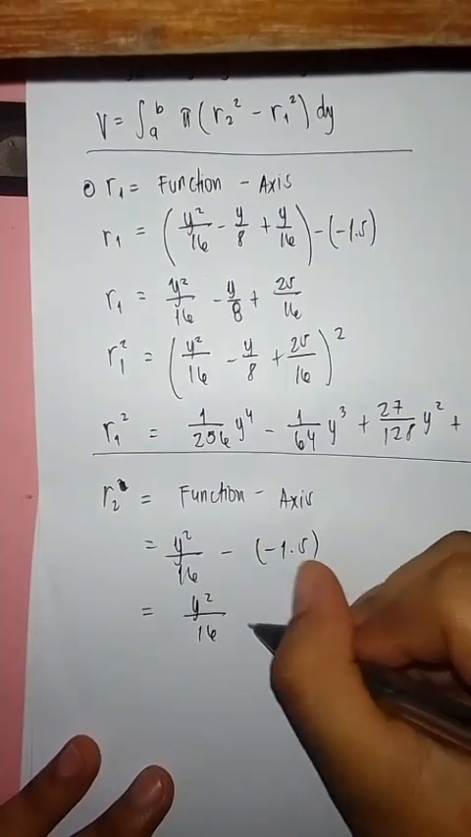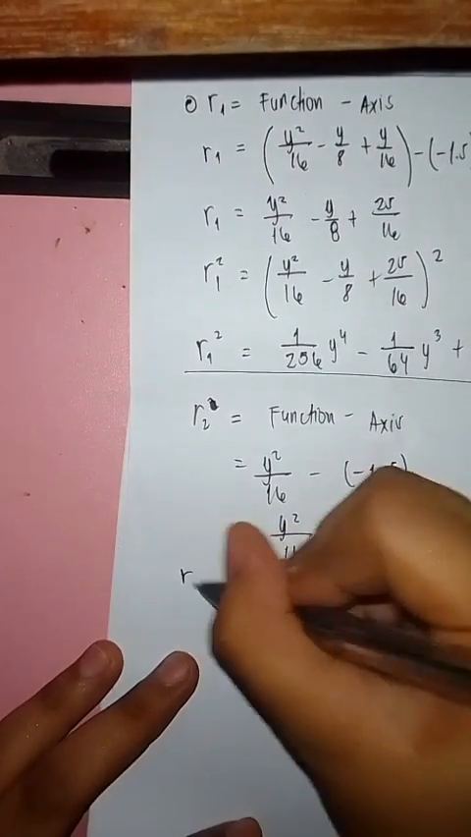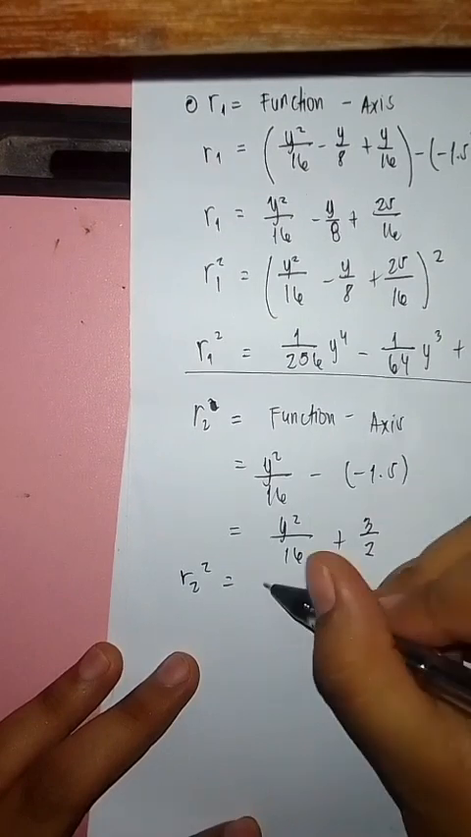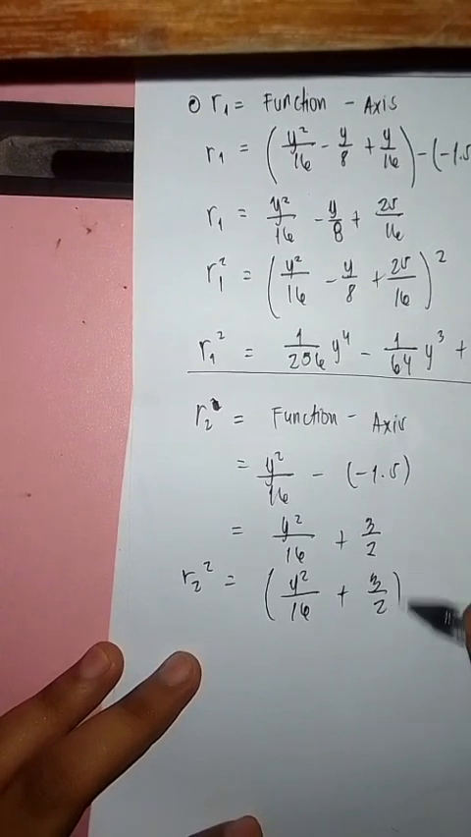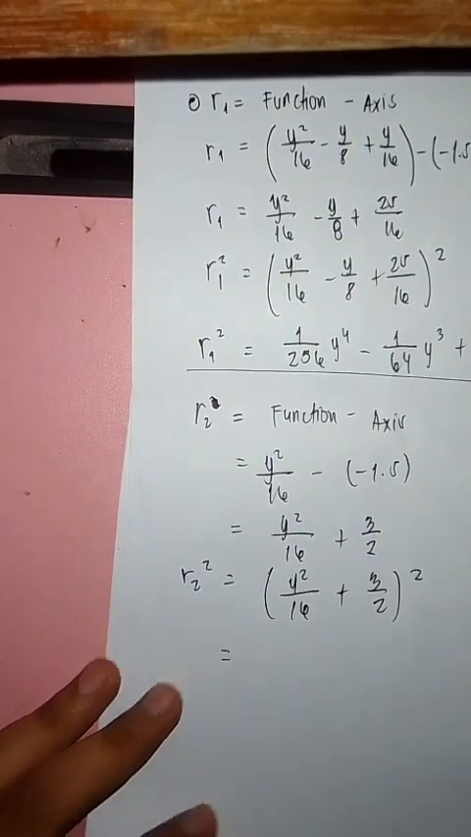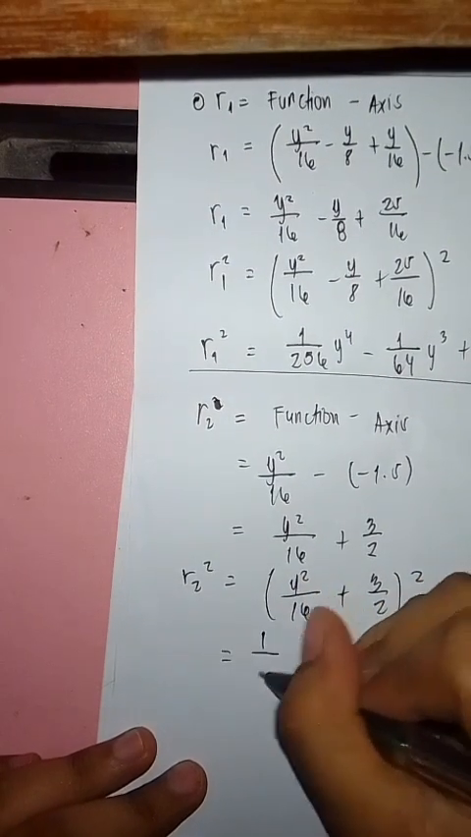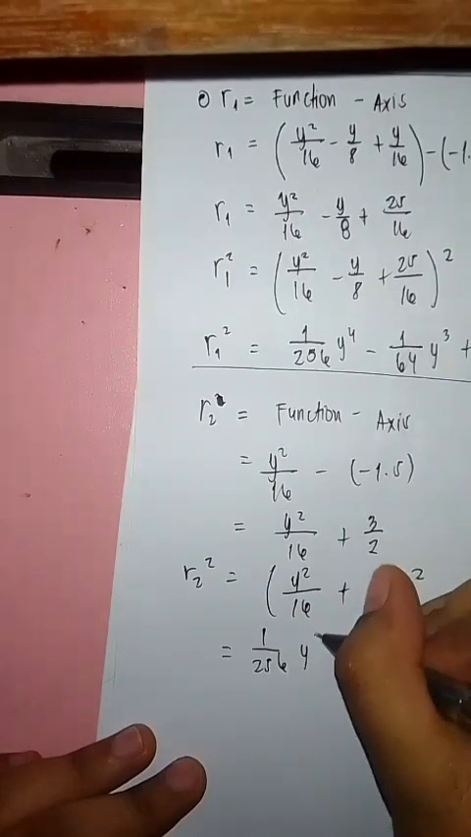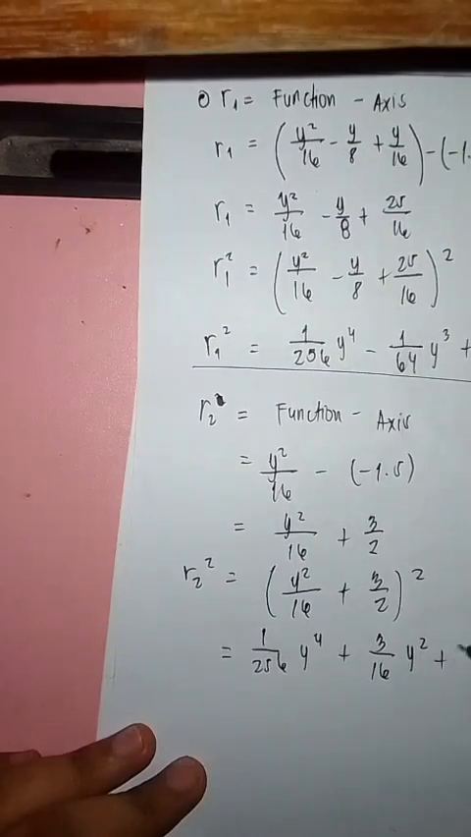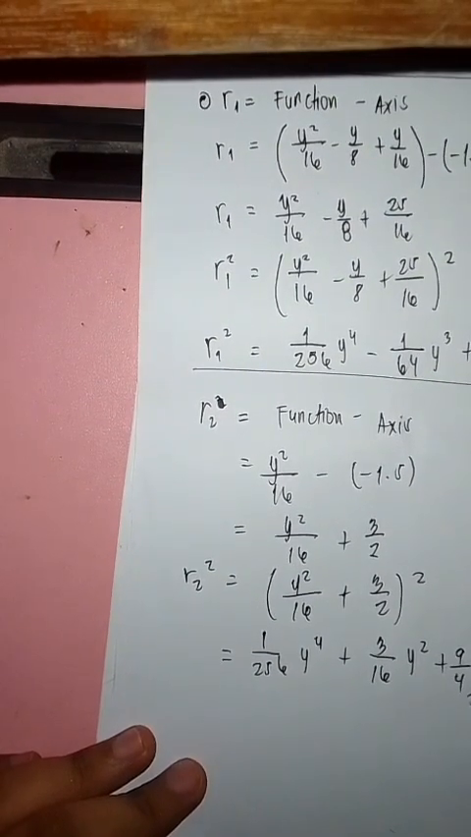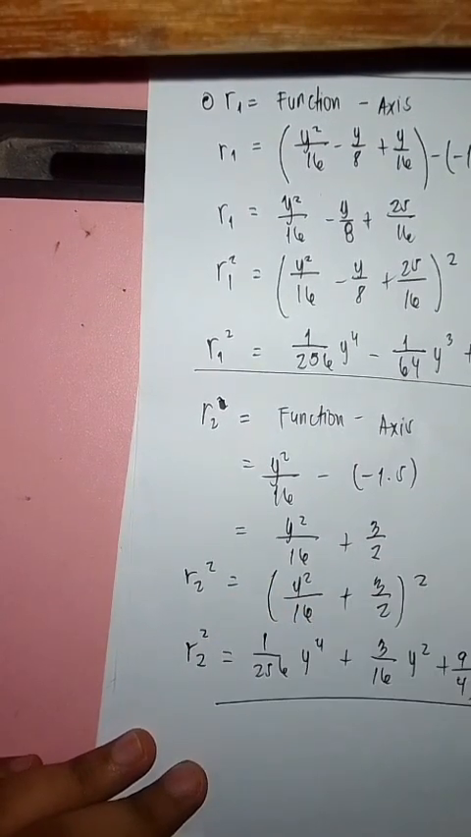y squared over 16 plus 3 halves. So now we will get r sub 2 squared. We will square this one. This will become now (y squared over 16 plus 3 halves) squared, which is equal to 1 over 256 y raised to 4 plus 3 over 16 y squared plus 9 over 4. This is now our r squared, r sub 2 squared.